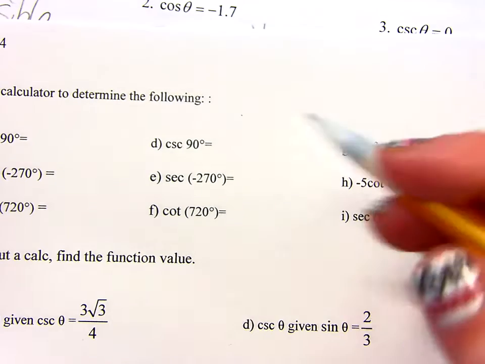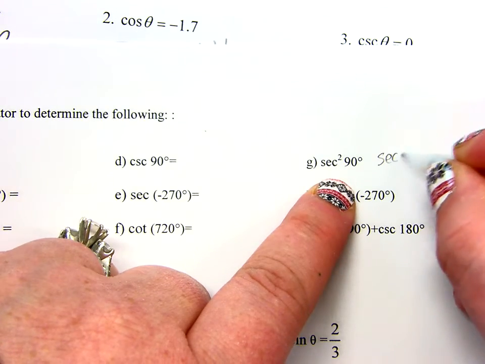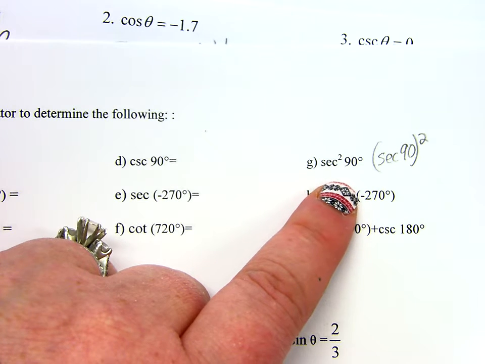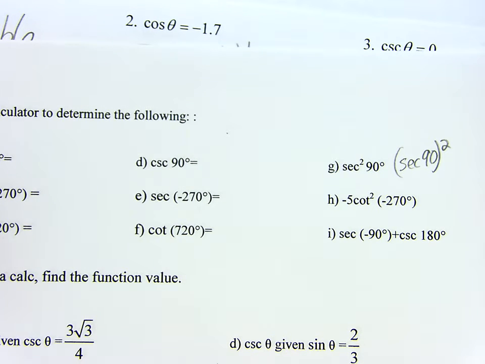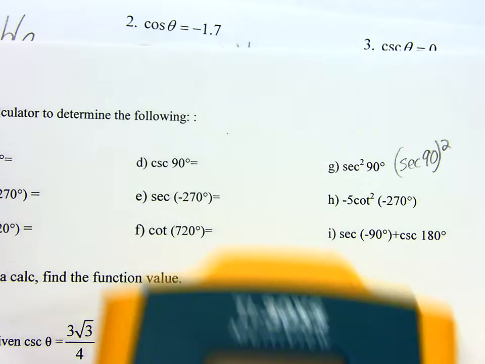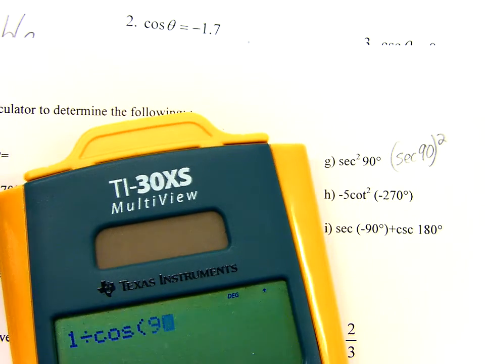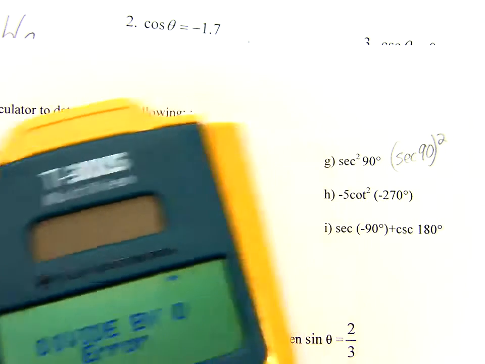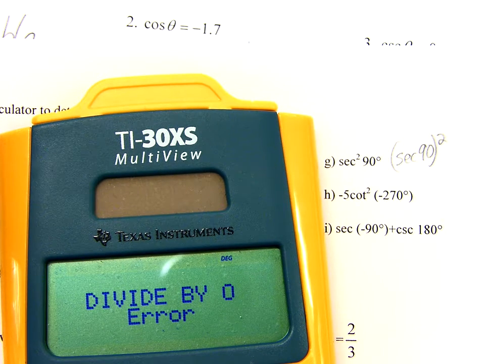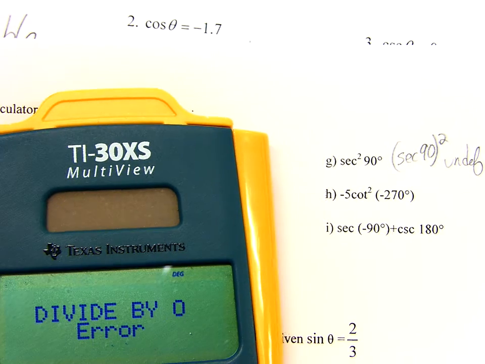So remember, if you're going to square something, this is the same thing as secant of 90, then squared. Okay, so how am I going to find the secant of 90? Yes, 1 divided by cosine. 1 divided by cosine 90. So when I square undefined, what do you think I get? Undefined still, yep. So that's just going to stay undefined.